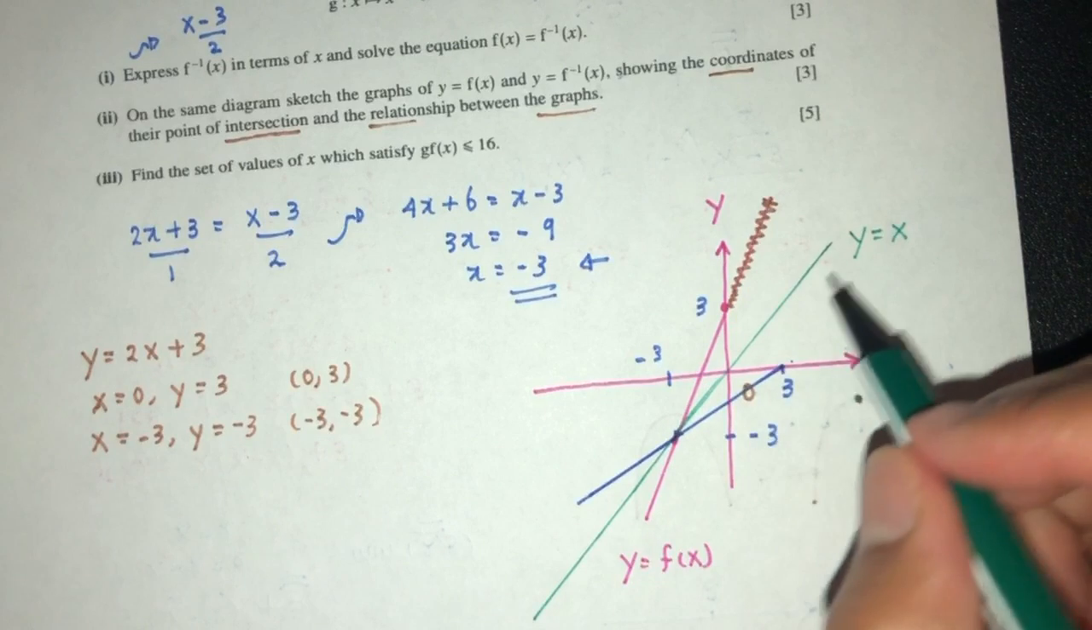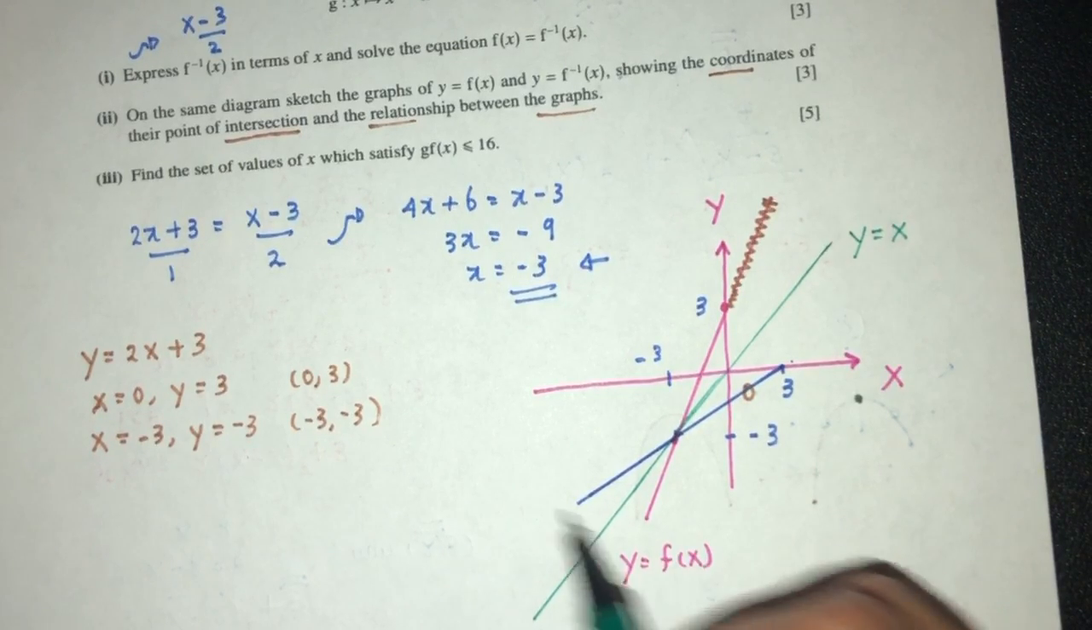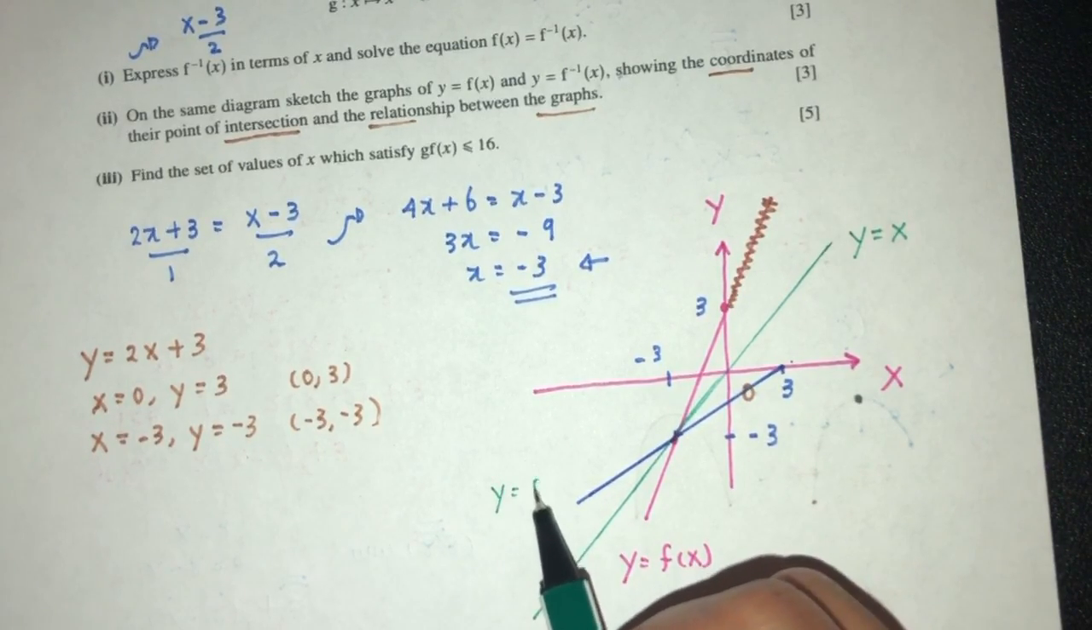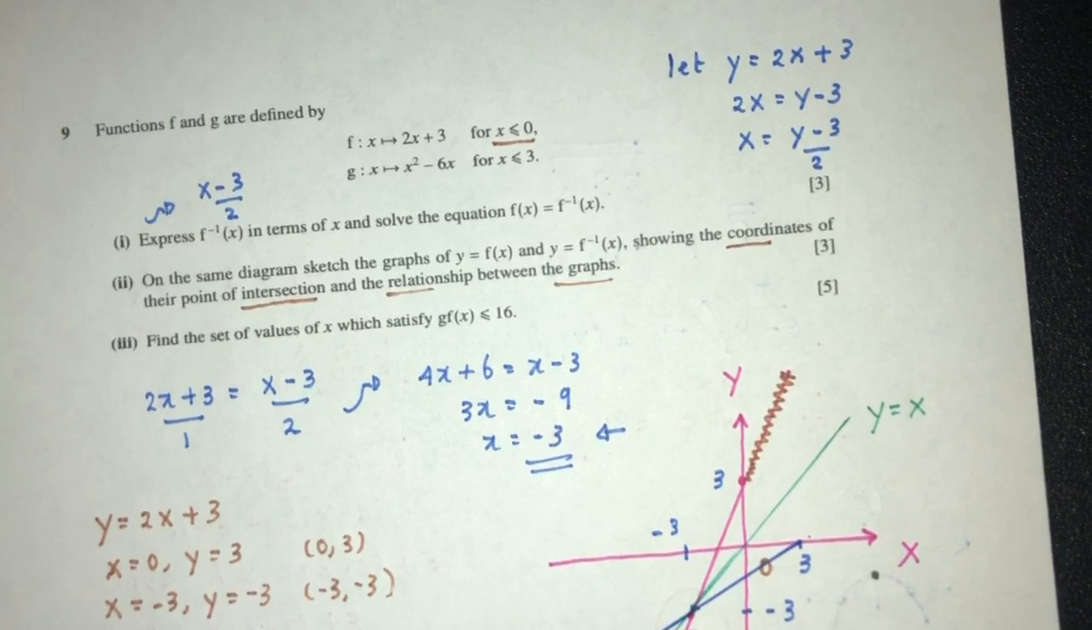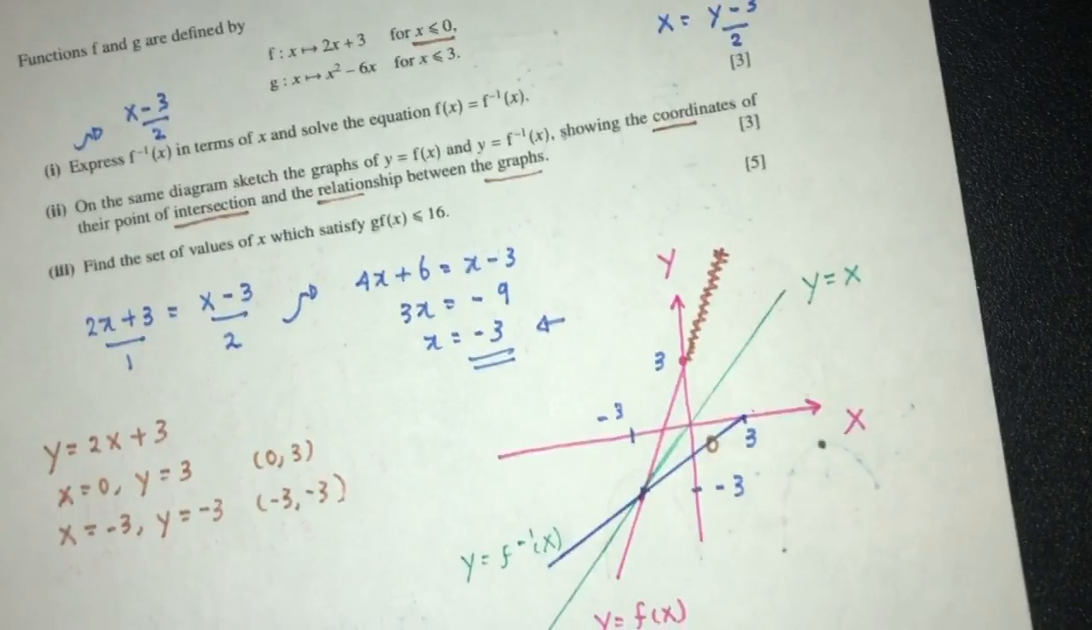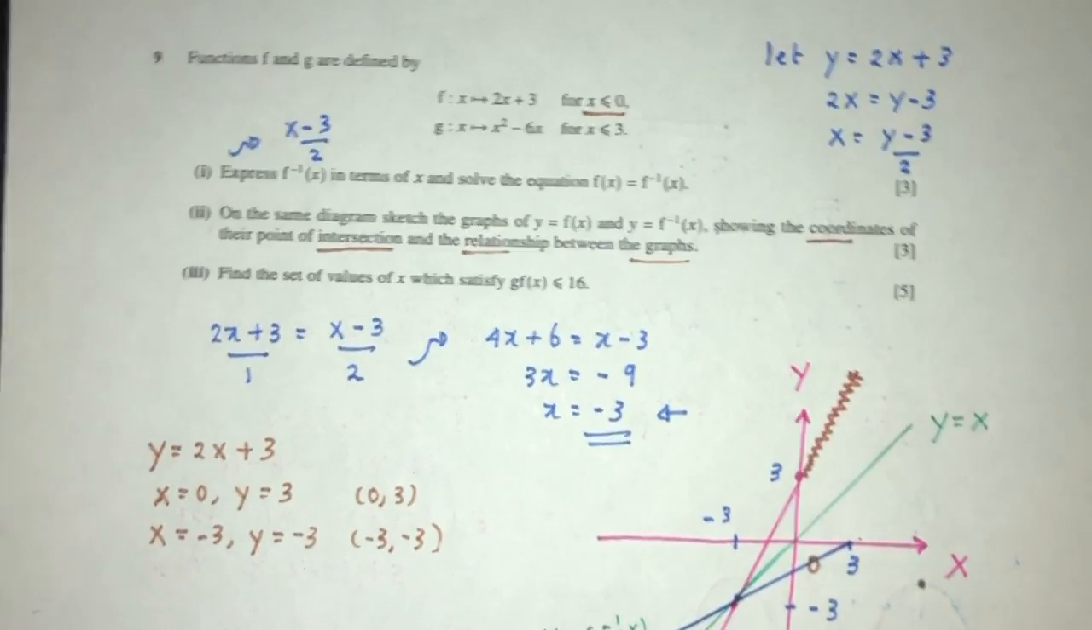So here we have y equal to f of x. Here we have y equal to f inverse of x, sorry. And we have to show the points of intersection, which is this one, minus 3, 3. And the relationship, which is this line, y equal to x. That is part 2 of your question.